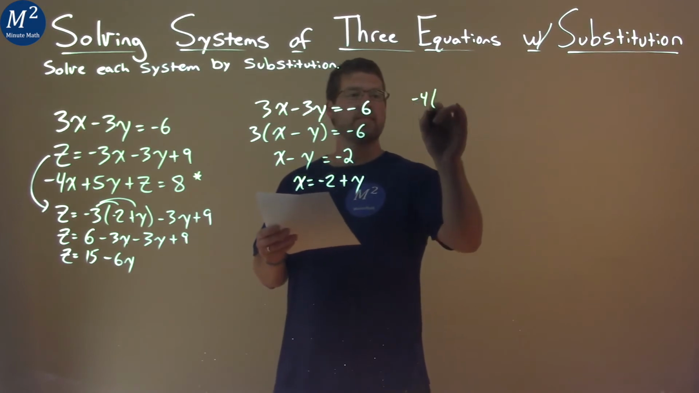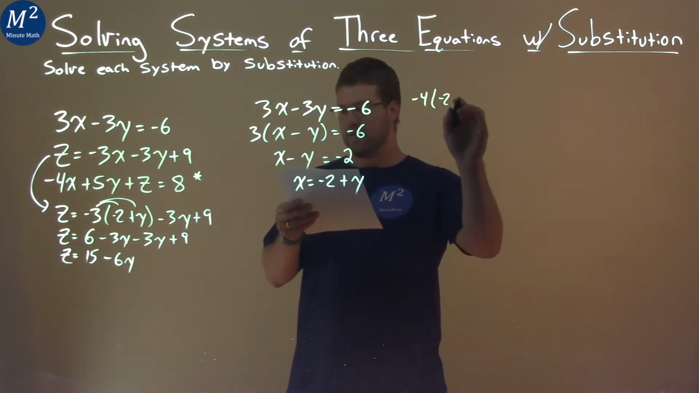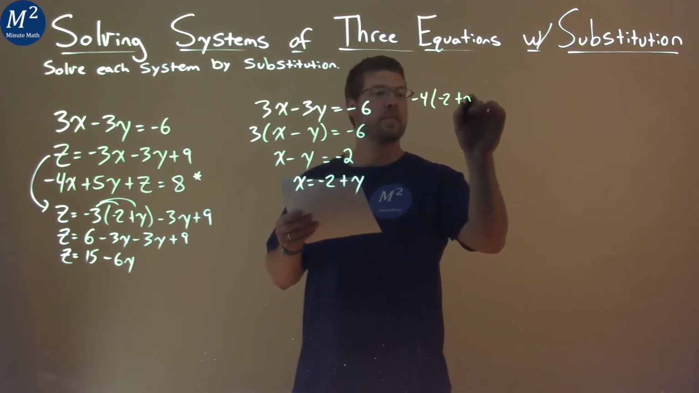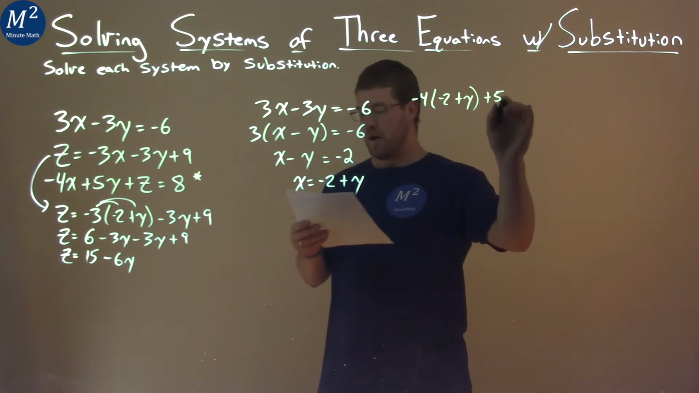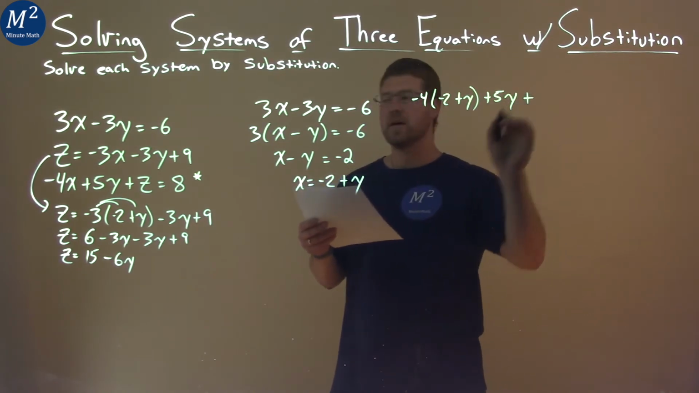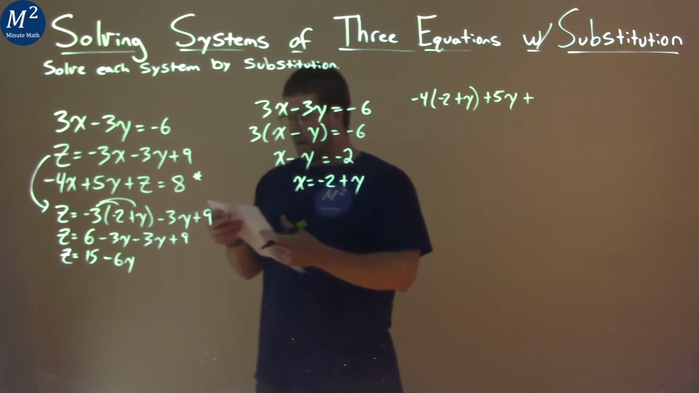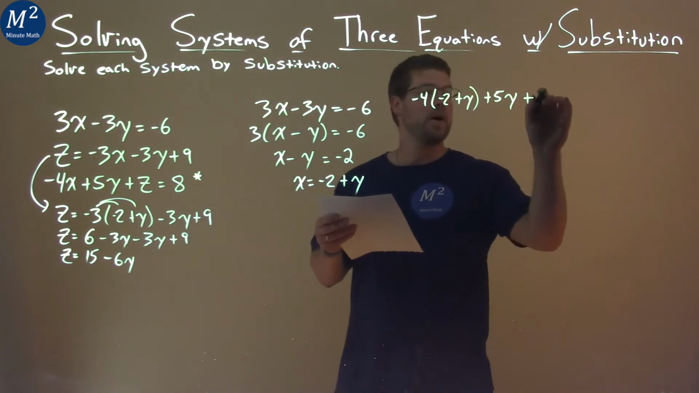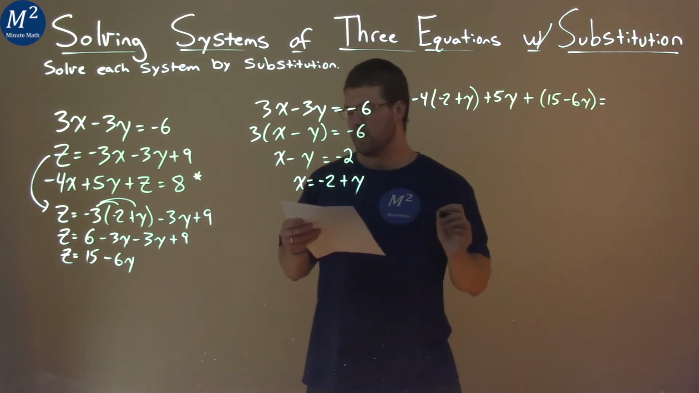Negative 4, and instead of x, I'm going to put this negative 2 plus y, excuse me. Then we have plus 5y plus z, our z value, which we found to be 15 minus 6y. And that's equal to 8.